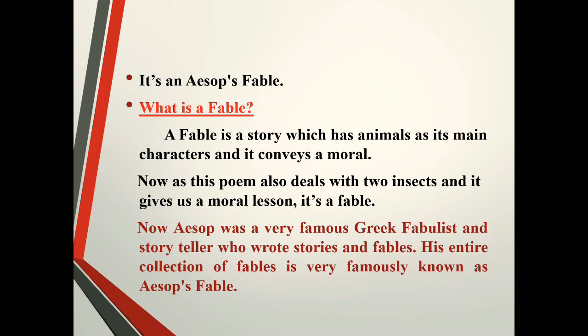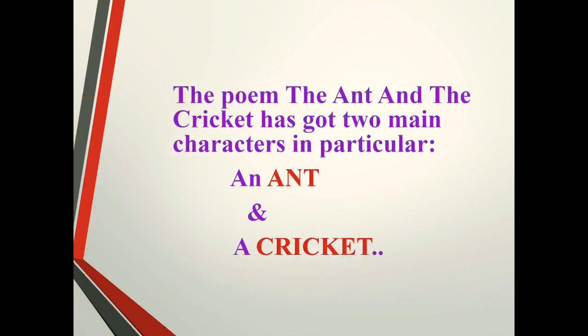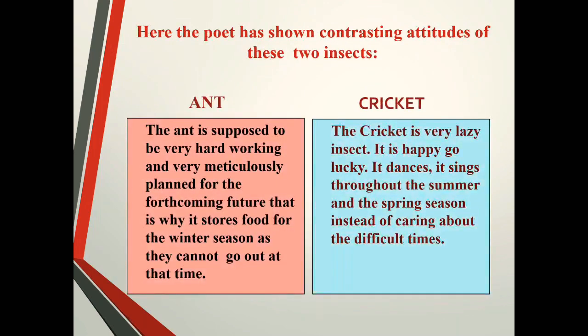Now, Aesop was a very famous Greek fabulist and storyteller who wrote stories and fables. His entire collection of fables is very famously known as Aesop's Fable. The poem The Ant and the Cricket has got two main characters in particular, an ant and a cricket. Here, the poet has shown contrasting attitudes of these two insects.